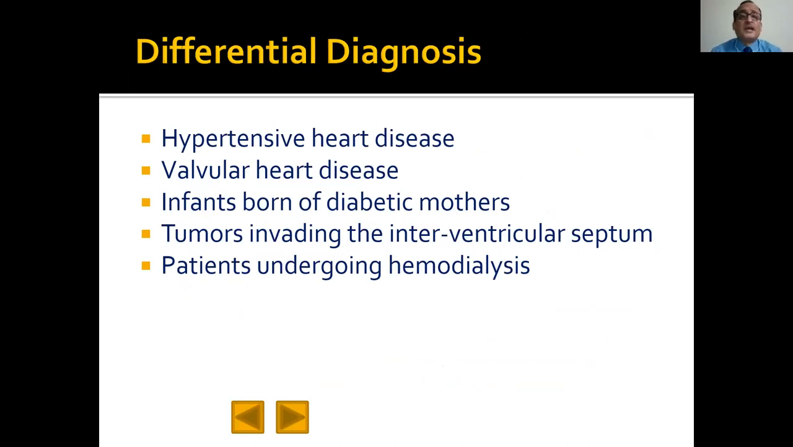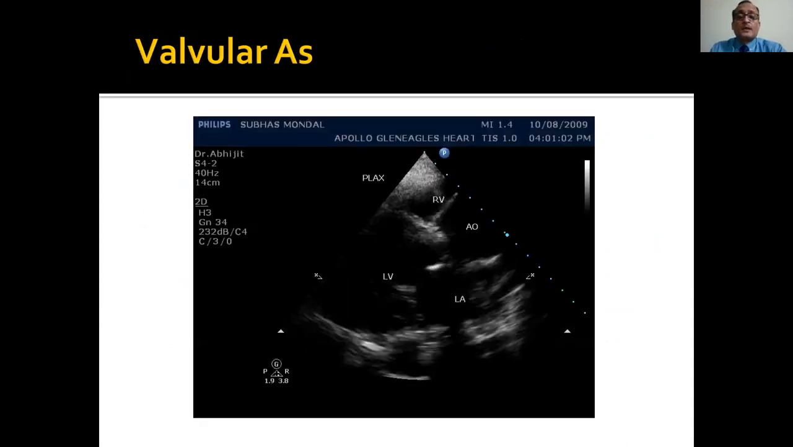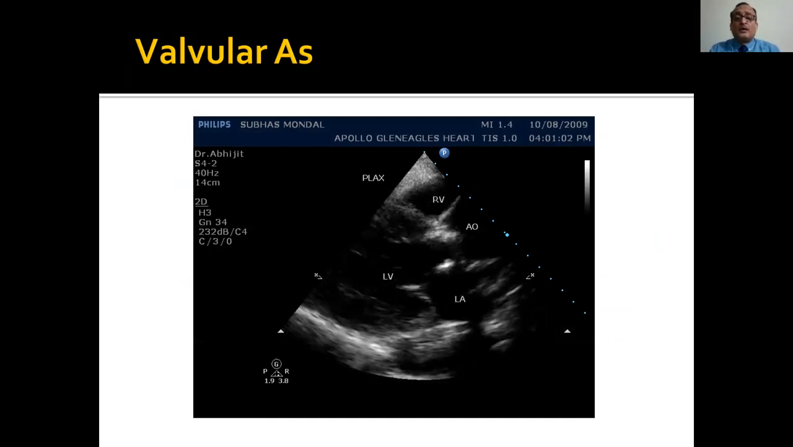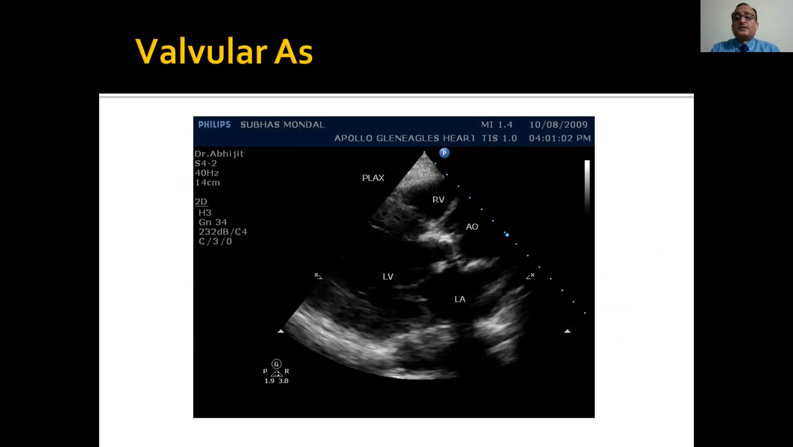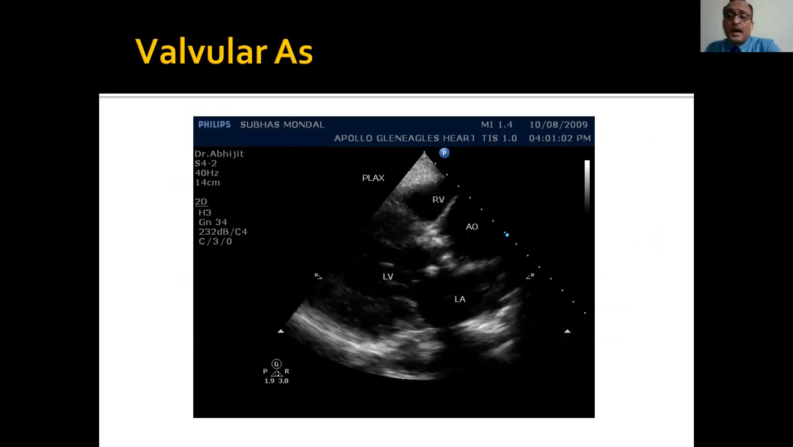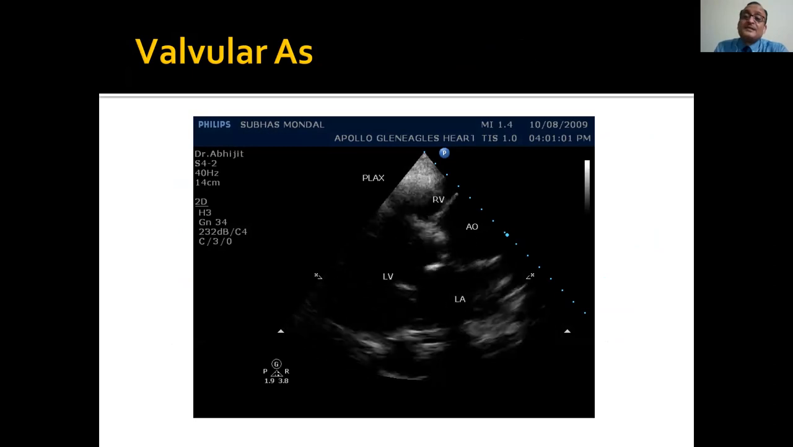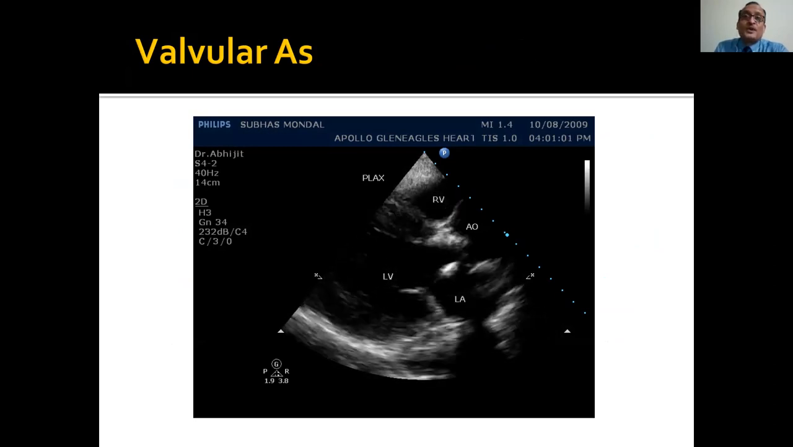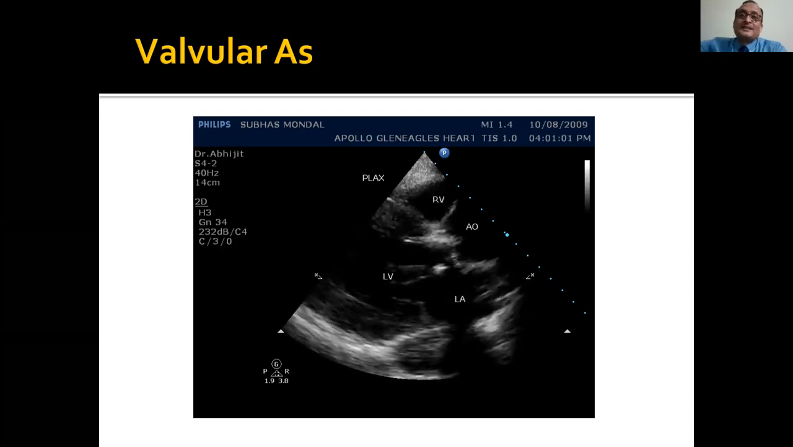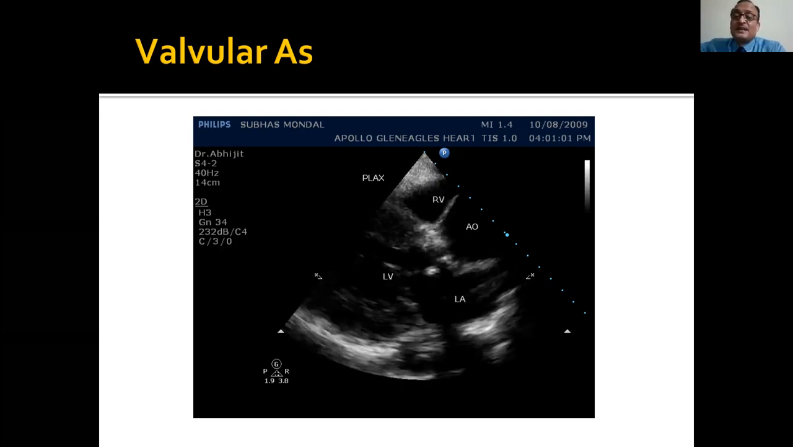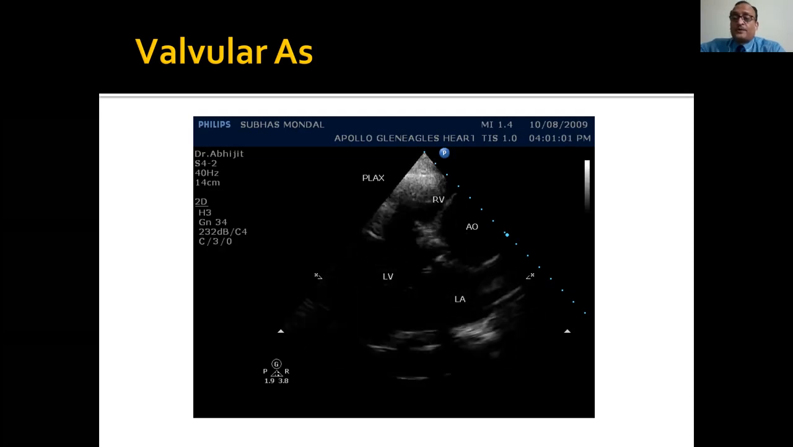The differential diagnosis of hypertrophic cardiomyopathy includes hypertensive heart disease, valvular heart disease, infants born of diabetic mothers, tumors invading the interventricular septum, and patients undergoing hemodialysis. This is a patient who has got calcific aortic stenosis, and this is very easily confused with hypertrophic cardiomyopathy because the ECG shows left ventricular hypertrophy with a strain pattern characterized by ST segment depression and T inversion, similar to that found in hypertrophic cardiomyopathy.